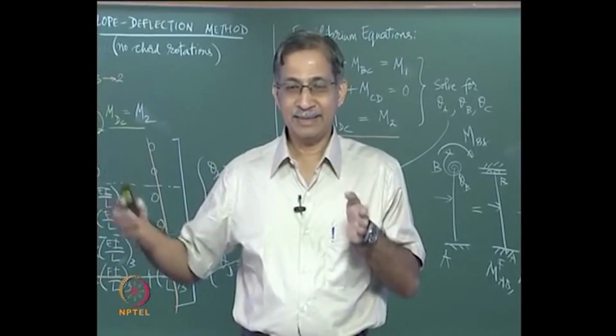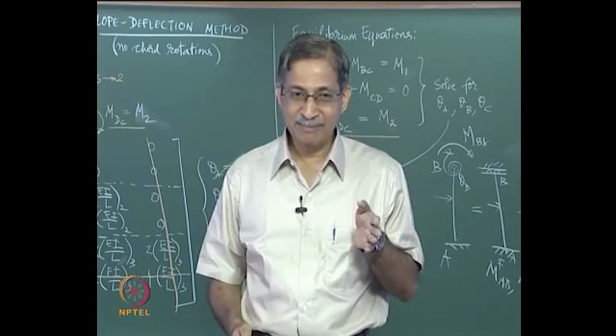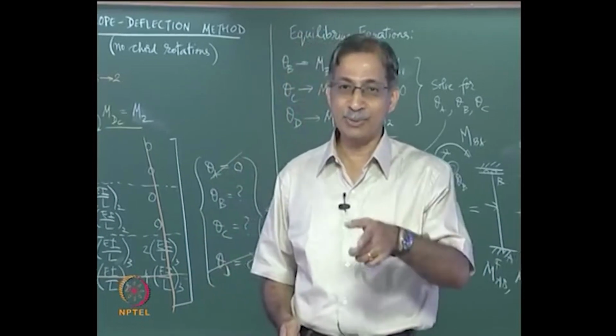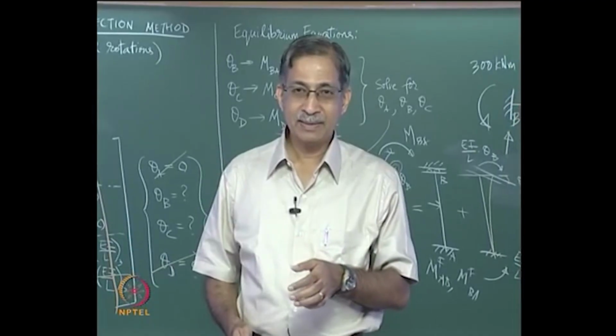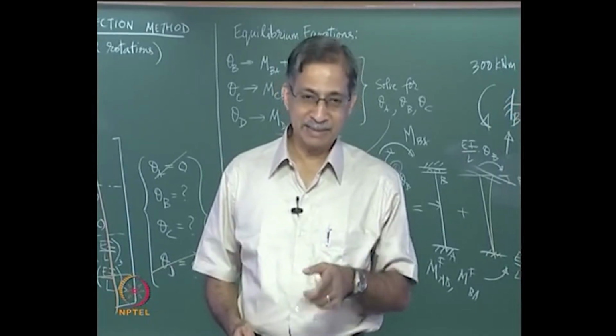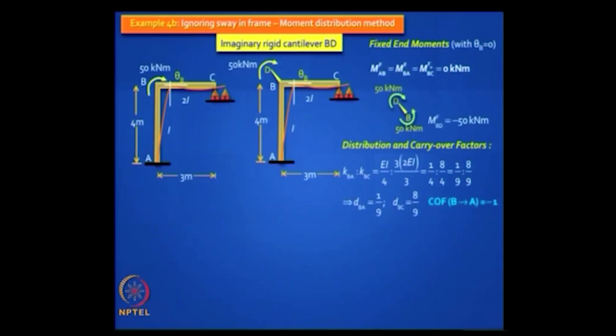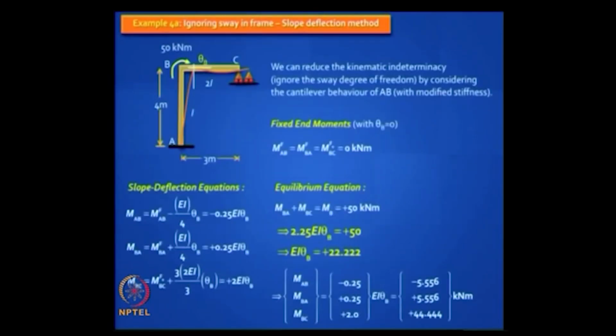Do you get it? In fact, this question should have come in the slope deflection method also. There also we did 3 EI by L. Is it clear? Does it clarify? No, no, EI by L for AB. See, both these are same. You see this and you see this.